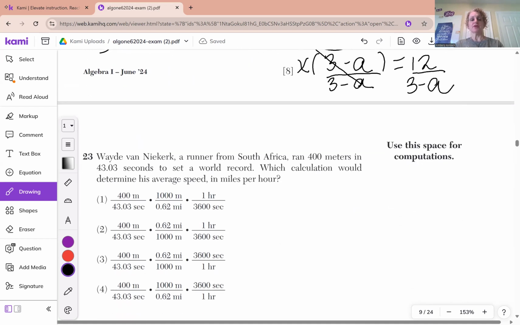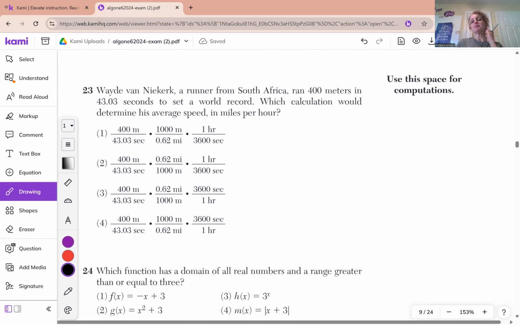Okay, 23. 23 is a fun question because, again, you may have learned how to actually do it from scratch, right, in class. But what you really can do here, in case you forgot or it always confuses you, it says here it wants his speed in miles per hour. So that means we have to have miles on the top, hours on the bottom.